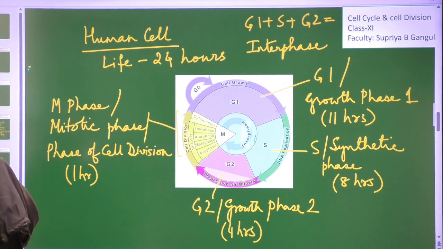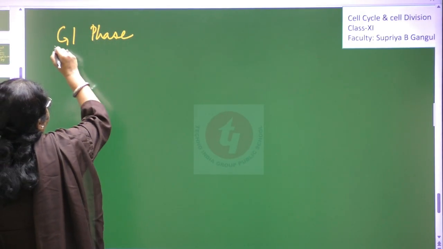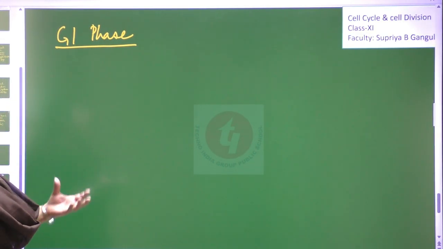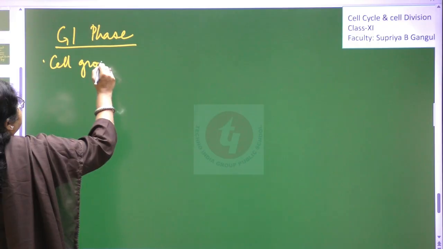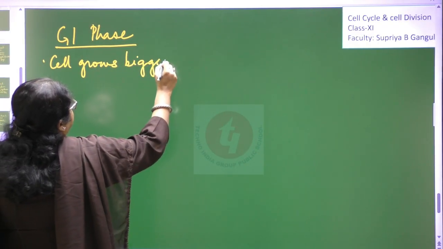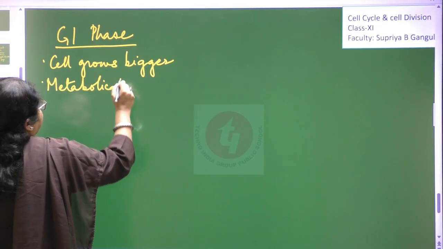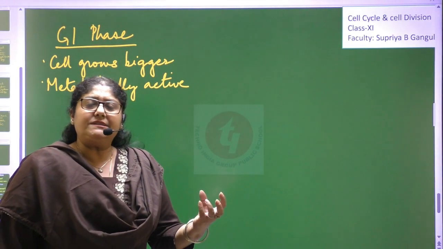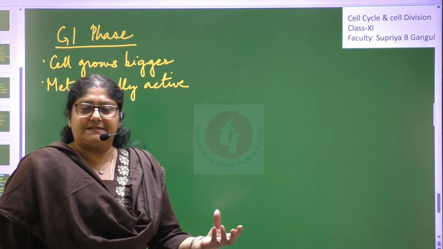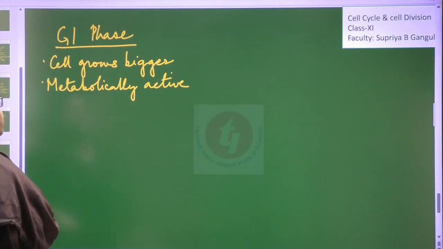Okay? Now, moving on to the characteristics of the different phases. The first phase is called the G1 phase or growth phase 1. As the name suggests, it is a growing phase where the cell is growing in size. So the first point is that the cell grows bigger. Second, the cell is metabolically active. Metabolically active means the cell performs all other functions. Only thing is, it is not doubling its DNA content. The DNA content in the cell remains the same, but the cell is performing all other activities. Hence, it is metabolically active.